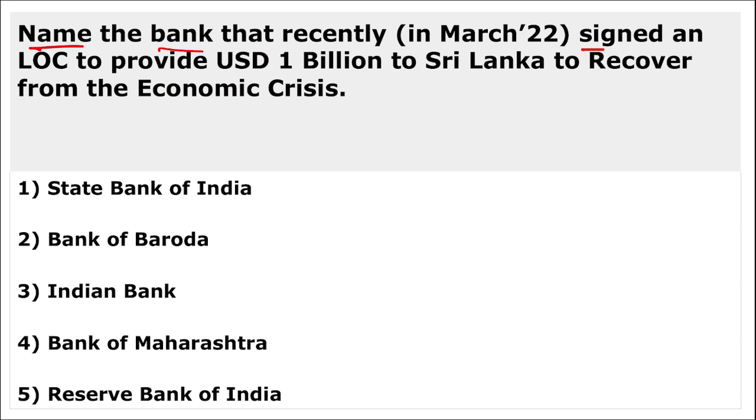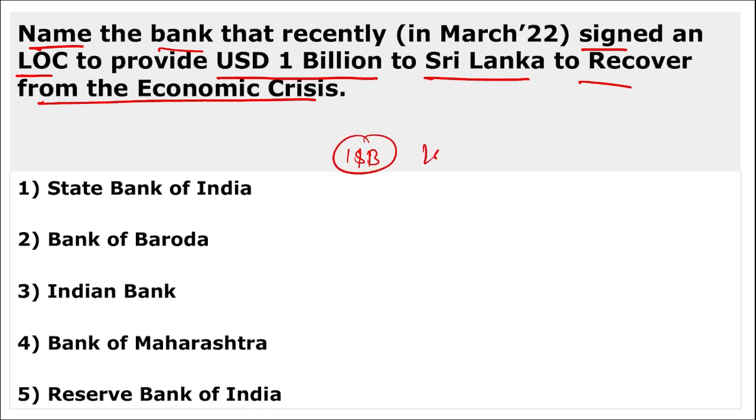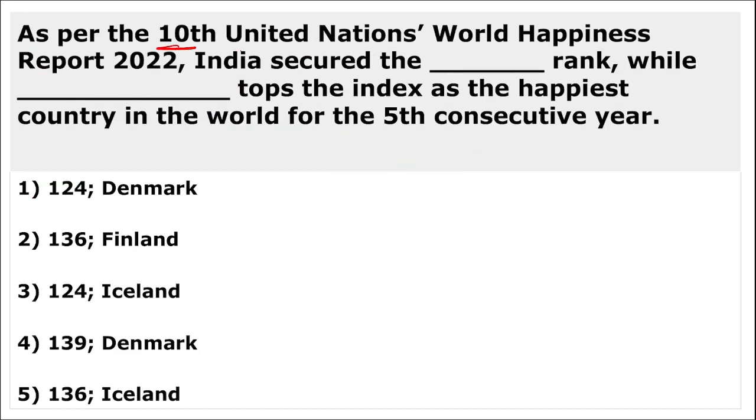Name the bank that recently signed an LOC to provide $1 billion to Sri Lanka to recover from the economic crisis. Which organization provided the $1 billion line of credit? That was the State Bank of India. Next, as per the 10th United Nations World Happiness Report for the year 2022, what was the rank of India? The rank of India was 136.